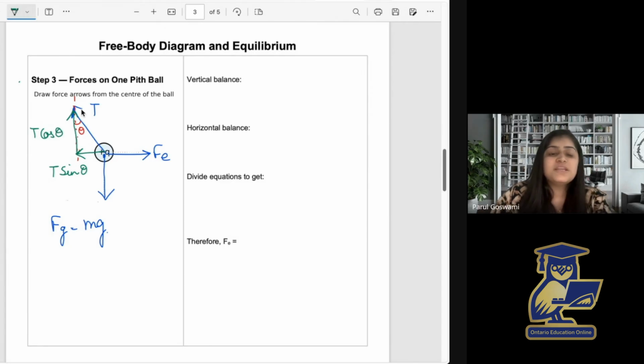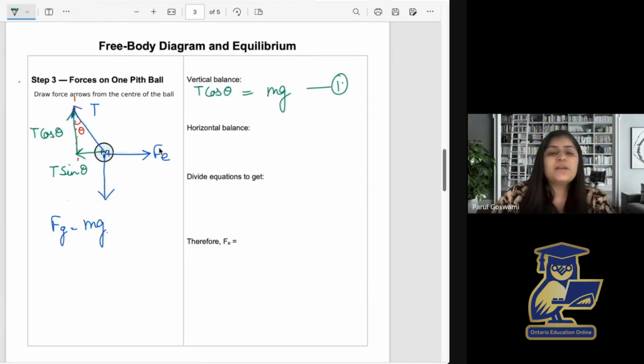We know the system is in equilibrium, so the net force on the pith ball would be zero. So we can say horizontal forces would be balanced and vertical forces would be balanced. The vertical forces are T cosine theta acting vertically upwards, which would be balanced by the vertical downward force, which is mg. Let's mark this equation as 1.